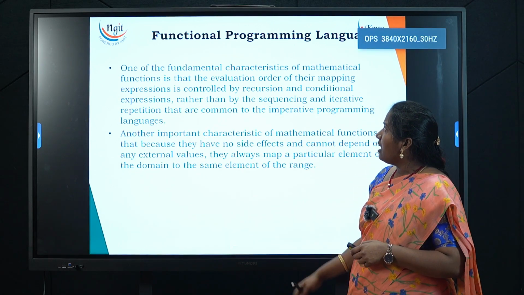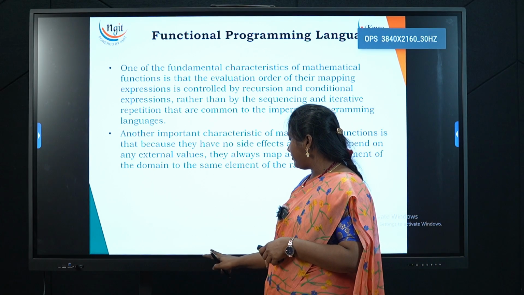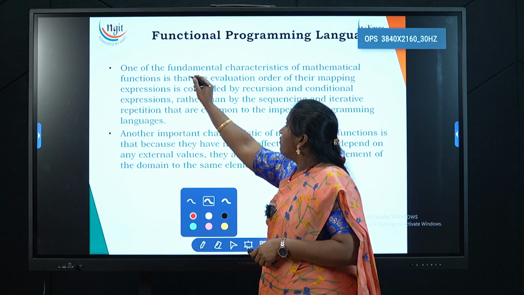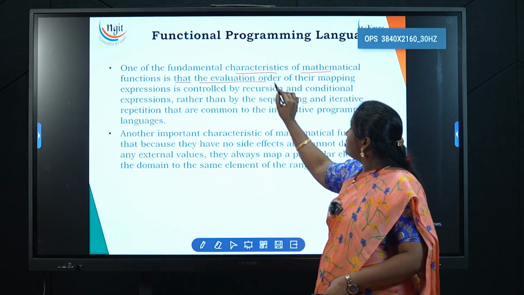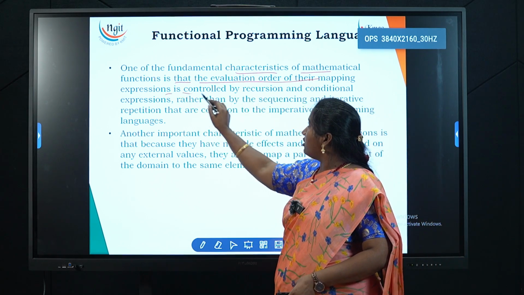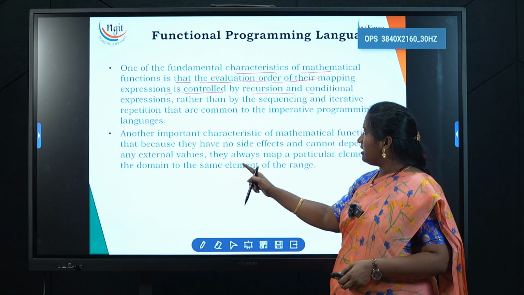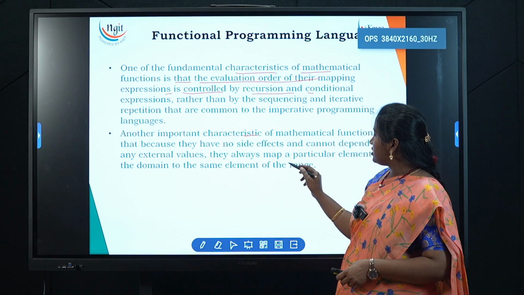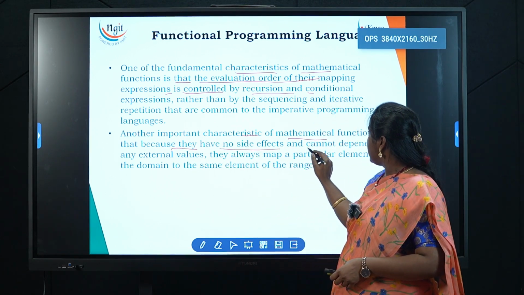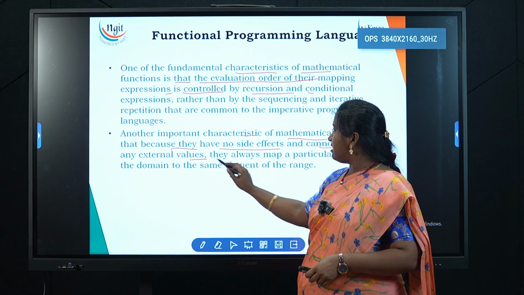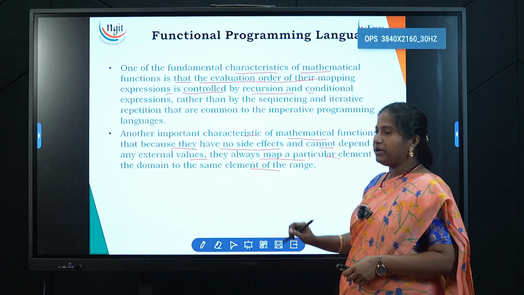There are two kinds of characteristics carried out by functional programming languages. The first characteristic is what? One of the fundamental characteristics of mathematical functions is that the evaluation order of their mapping expressions is controlled by recursion and conditional expressions. So this point we covered there. The second characteristic is what? Mathematical functions, because they have no side effects and cannot depend on external values, always map a particular element of the domain to the same element of the range.